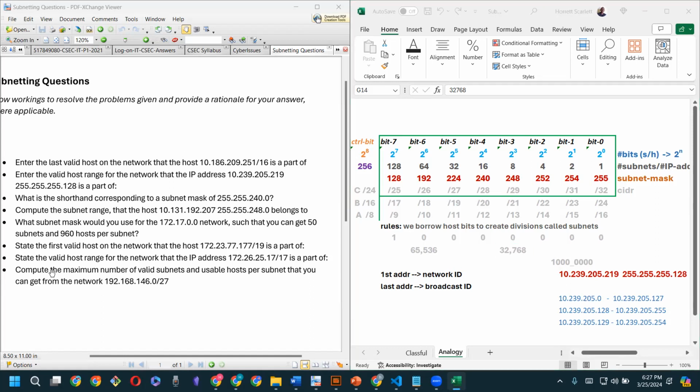So the question is asking you for the valid host range for the network that a particular IP address happens to fall into. The IP address that we're interested in is 172.26.25.17. Now, there's something else that was being said earlier about block size. What is the significance of the block? First of all, what's the block size?